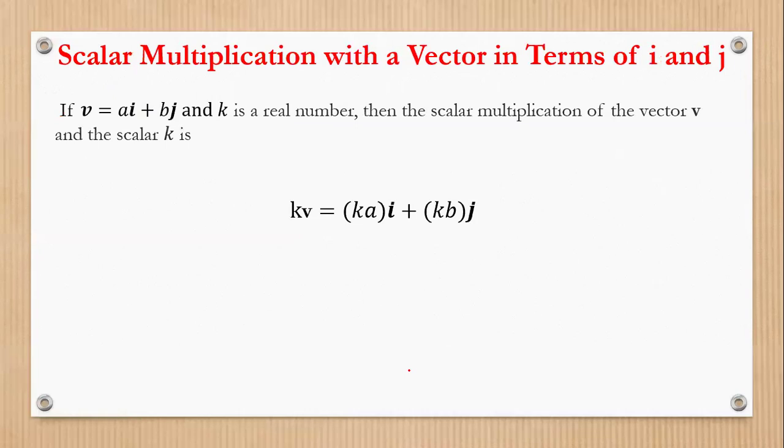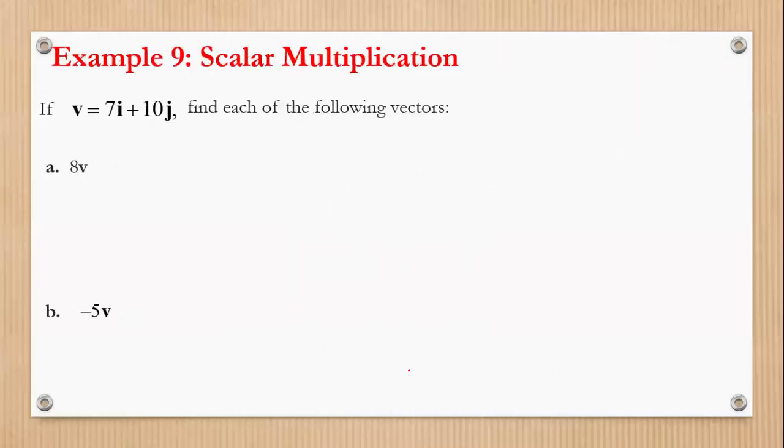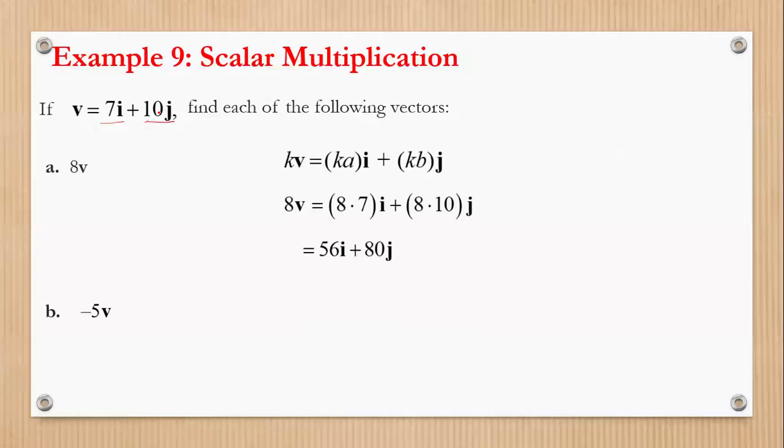For scalar multiplication, when we have a vector in terms of i and j, again, we are going to multiply the number by both components a and b. Multiply any number by the i term and j term. For example, I have vector v, which is 7i plus 10j, and I want to find 8v. 8v means multiply the vector v by 8. So it means I need to multiply both components by 8. 8 times 7 is 56i. 8 times 10 is 80j.